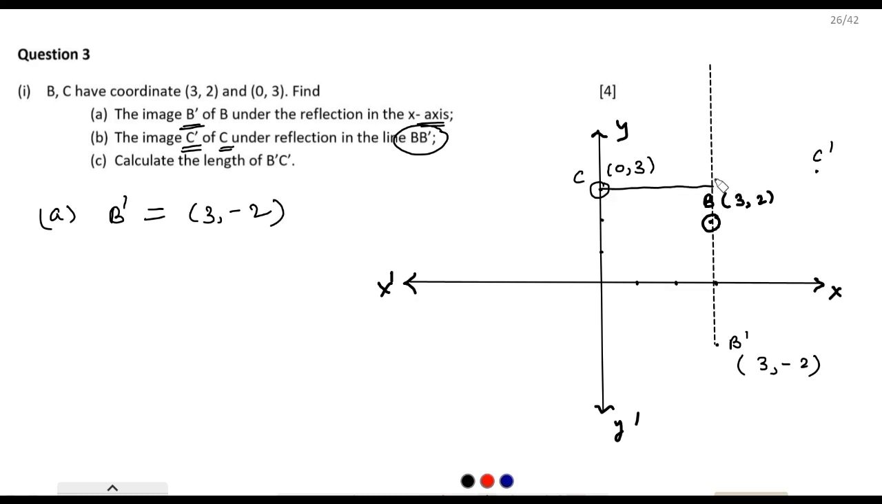And this distance is 3 because the x coordinate of B is 3. Then after 3 unit distance, its image will be formed. So the distance from this line to C dash will also be 3. It means x coordinate of C dash will be 6 and y coordinate is 3, means coordinates of C dash are 6, 3.